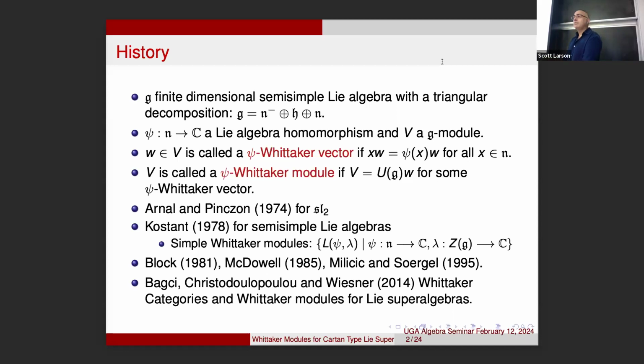I think we give a decomposition of this category in terms of blocks in the first paper. Did I answer your question? Yeah. Okay.